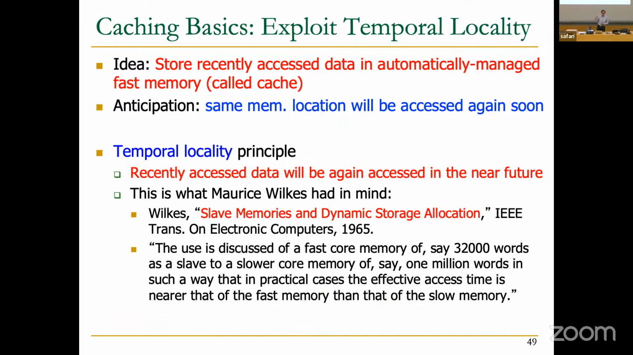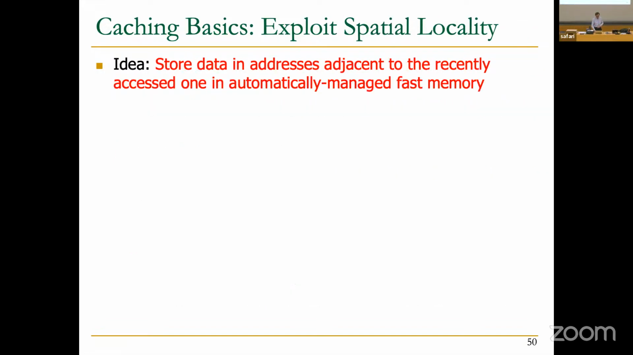And this is what Maurice Wilkes had in mind. This is one of the earlier cache papers, as you can see. I'll just read it over here. The use is discussed of a fast core memory of, say, 32,000 words. That sounds very ridiculous today, right? We have much bigger memories today. As a slave to a slower core memory of, say, 1 million words, in such a way that in practical cases, the effective access time is nearer that of the fast memory than that of the slow memory. So it's beautifully expressed, as you can see, right? So what is core memory? I'll show you a picture of core memory soon. That's the memory technology of the day. So that's temporal locality, and we do that today.